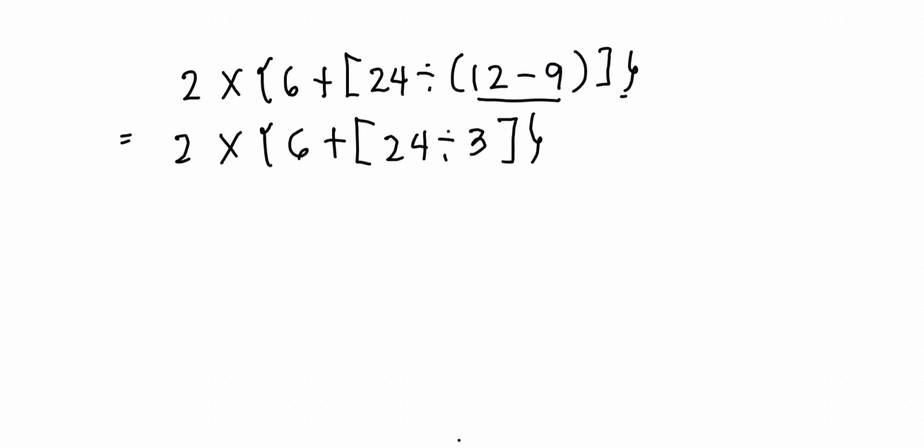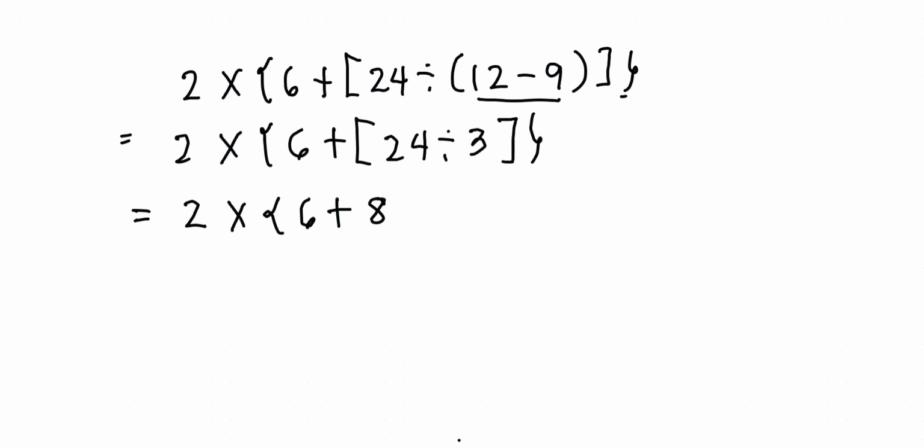And what is the inner grouping that you can see here right now, which is the 24 divided by 3, right? So that's the operation that you're going to solve first. So just copy this one, 2 times 6 plus, okay, we are going to remove now the bracket here because we're going to solve the 24 divided by 3. What is 24 divided by 3? And that is 8. And then the braces.